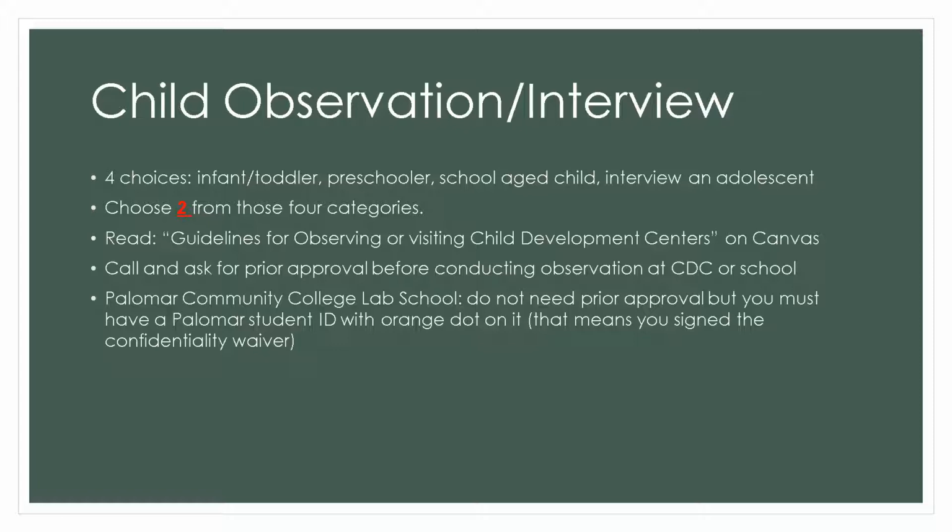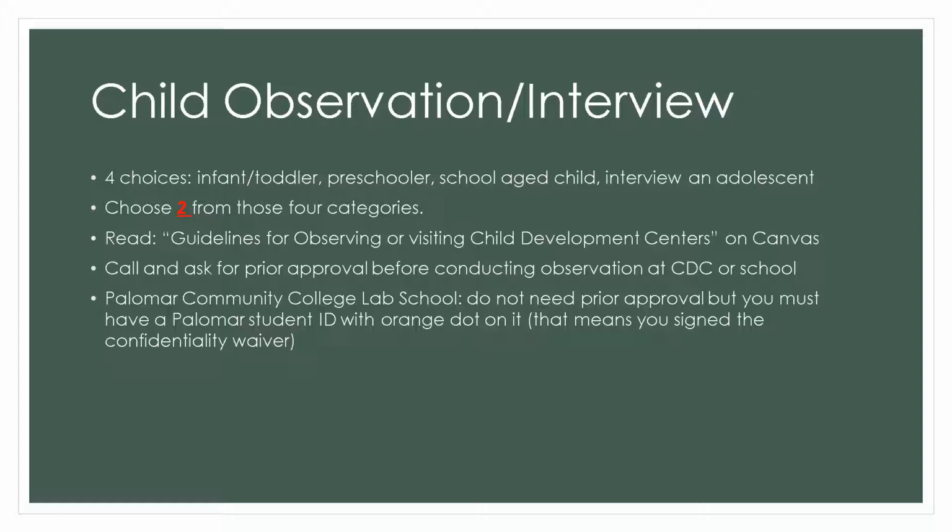So there are 4 choices. So in the course requirements module on Canvas, there's written instructions for a child observation interview. So downloading that and looking at this while I'm talking about it will be helpful for you. So I've given you 4 choices. So you can observe an infant, toddler aged child, a preschool aged child, a school aged child, or you can interview an adolescent teen. You're choosing 2 from the 4. So you don't have to do all 4, just choose 2 from the 4. And this depends on how and when you are going to observe.